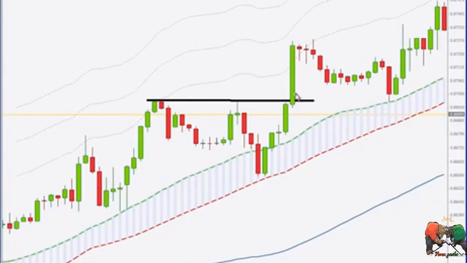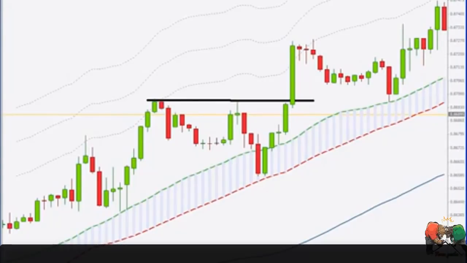So eventually the breakout takes place. As that happens, we would zoom into the shorter time frames. This is a 1 hour time frame, so we would zoom into the 15 minutes time frame, searching for a breakout pullback continuation pattern.